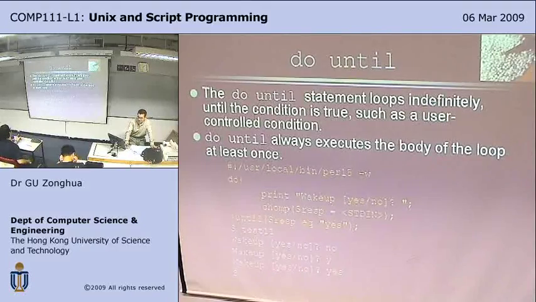Do until is similar, just with the while condition negated. So do something until you input a yes and assign it to response. Always executes the body of the loop at least once.